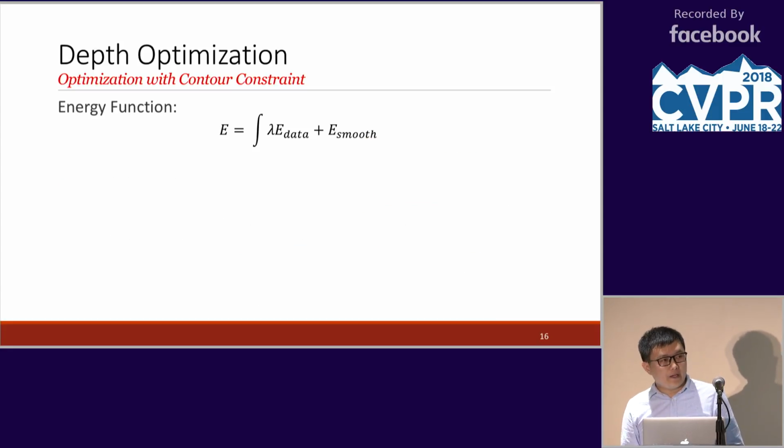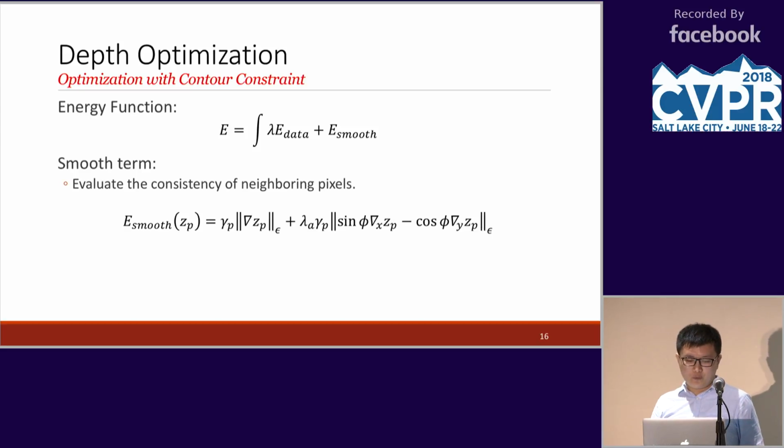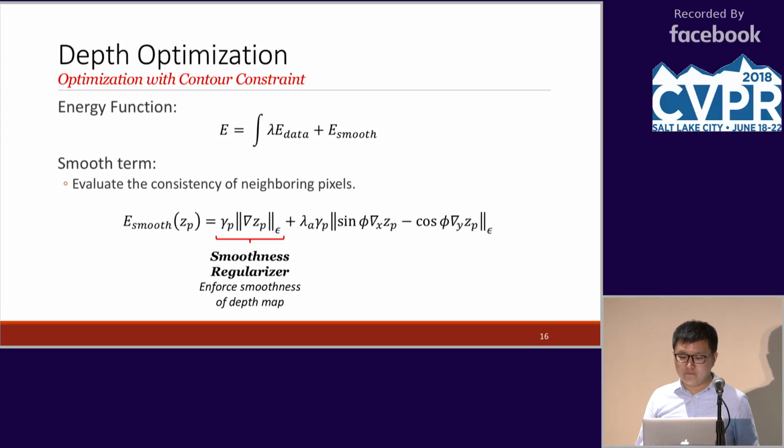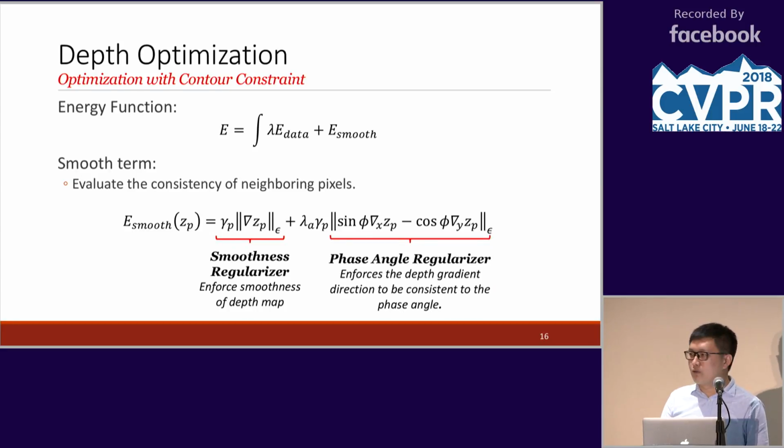The smoothness term also has two regularizers. The first one is the conventional smoothness term, while the second one is called the phase angle regularizer. It enforces the depth gradient direction to be consistent with the phase angle direction.